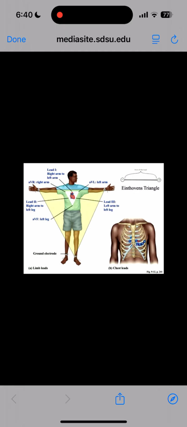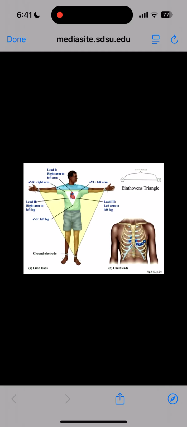I have a dipole, and if this is a normal heart, let's say up here is my SA node, and down here is, let me do this differently. It looks better this way. So this is my SA node up here, and here's the apex of my heart. This is the average direction in which all that depolarization and then repolarization occurs.